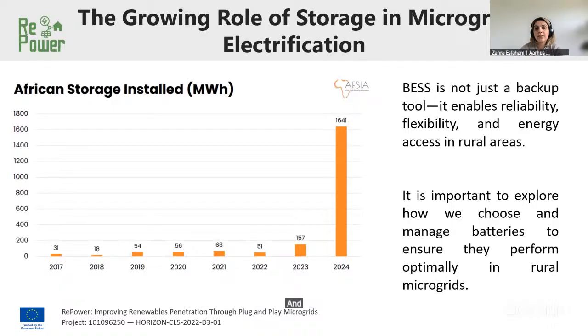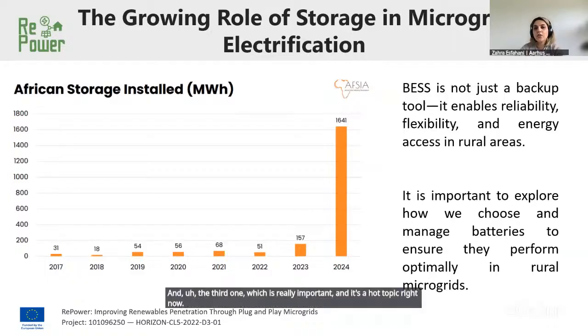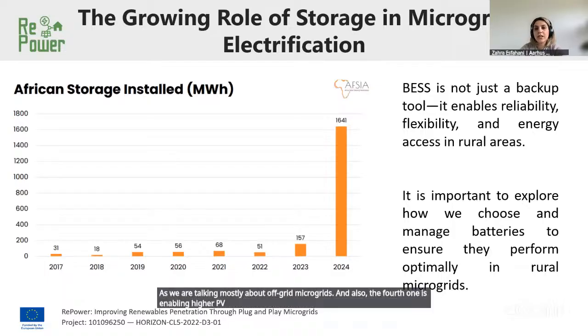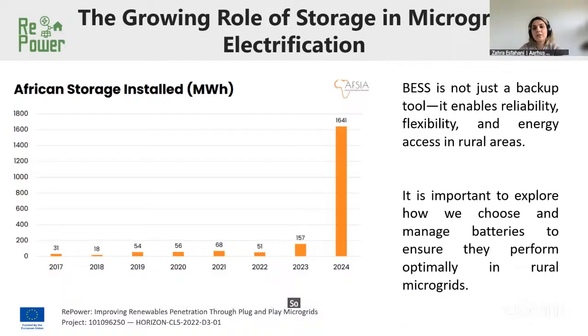And the third one, which is really important and it's a hot topic right now, is how to use battery energy storage systems to support frequency or voltage regulation, as we are talking mostly about off-grid microgrids. And the fourth one is enabling higher PV penetration without curtailment. So we will save as much of the energy that we are producing. And the performance of the system heavily depends on how well the battery is selected, integrated, and of course managed.